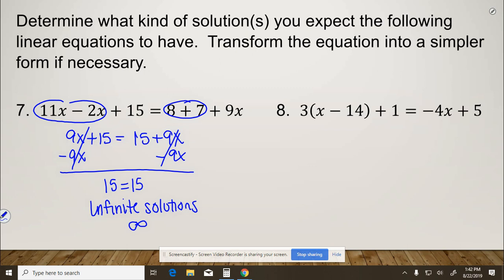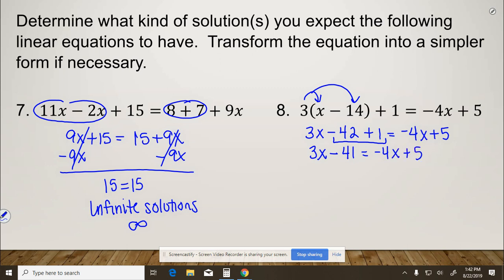All right, number 8. We've got to do a little work first. Let's distribute the 3. 3x minus 3 times 14 is 42 plus 1 equals negative 4x plus 5. So that's 3x minus 41, negative 42 plus 1, equals negative 4x plus 5. Now the x's are not the same. So right here, I know that my answer is going to be one solution. If I add 4x to both sides, I get 7x minus 41 equals 5, which is a solvable equation. So this is one solution.